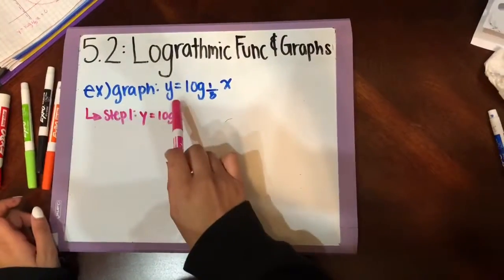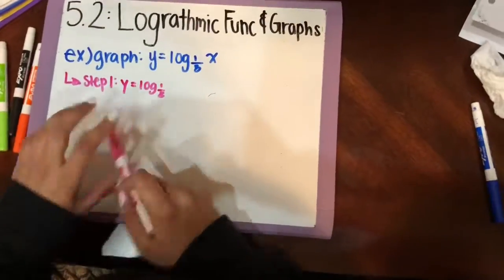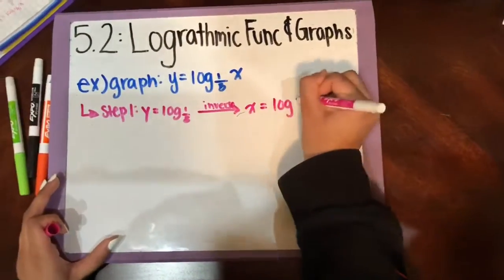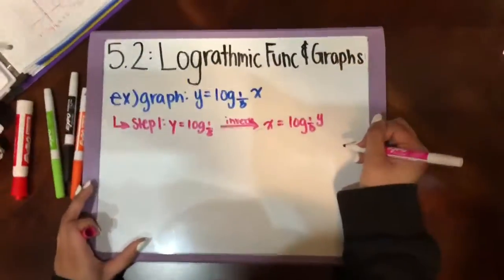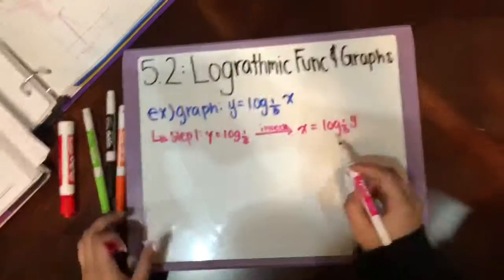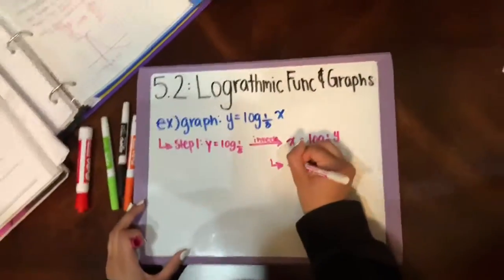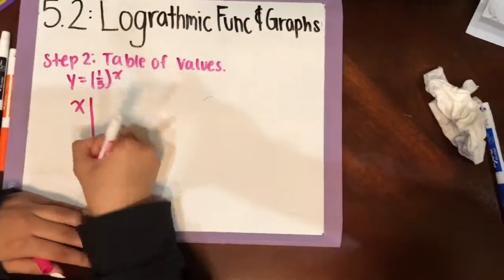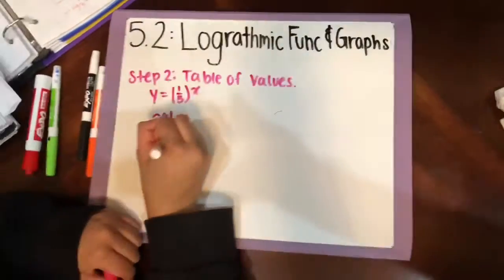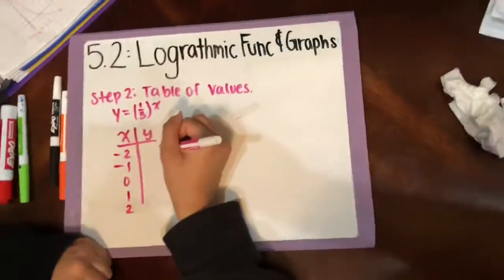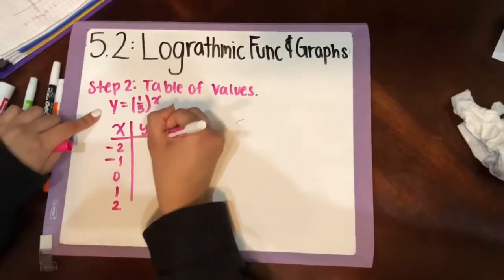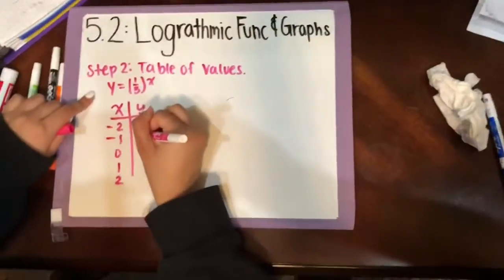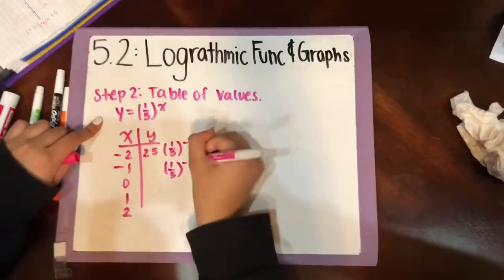Now let's look at the example graph y equals log base 1/5 of x. So step 1, you must change the equation into the inverse form, leaving you with x is equal to log base 1/5 of y. From there, you convert that into the exponential form, giving you (1/5) to the power of x is equal to y. Step 2, you make a table of values by plugging in the numbers into your new exponential equation. So you take -2, -1, 0, 1, and 2. And to find the y values, you plug it into the new equation. So 1/5 to the power of -2, you would get 25, and so on.